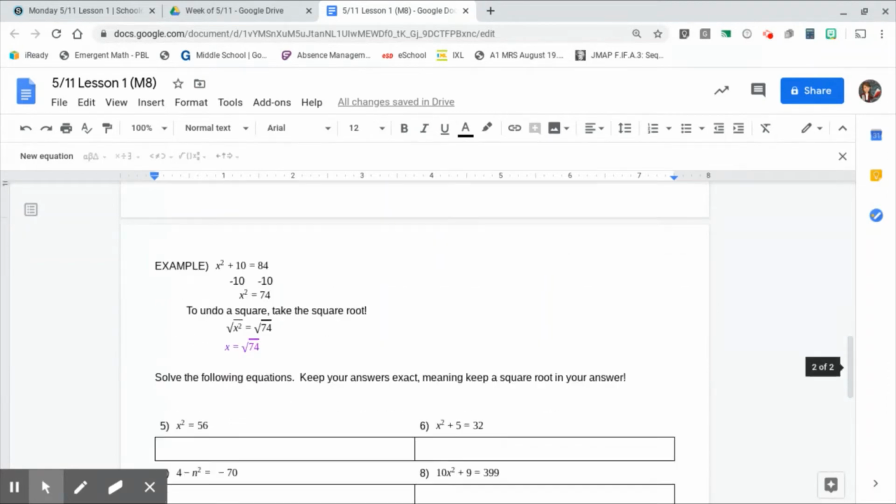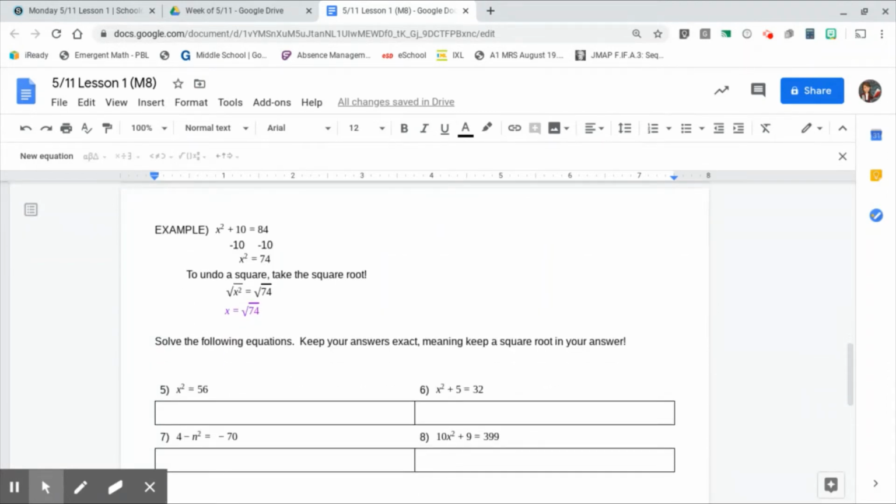So look through this example with me. We've got x squared plus 10 equals 84. Normally, if we were in class and working on paper, I would tell you to draw your line down the equal sign.